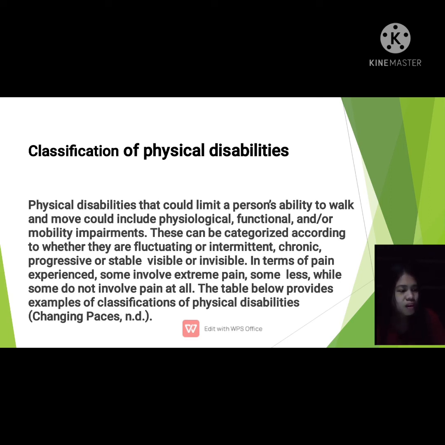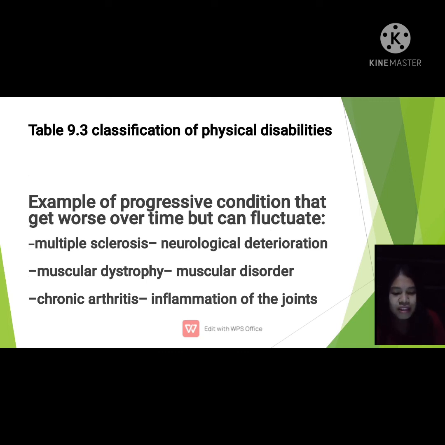Okay, so ang physical disabilities, ito ang physical na kondisyon na nakaaapekto sa physical na kapasidad. Kasama na rin dito ang brain or spinal cord injuries. Next naman, dito naman tayo sa Table 9.3 Classification of Physical Disabilities. Okay, examples of progressive conditions that get worse over time but can fluctuate: multiple sclerosis, neurological deterioration, muscular dystrophy, muscular disorder, chronic arthritis, inflammation of the joints.